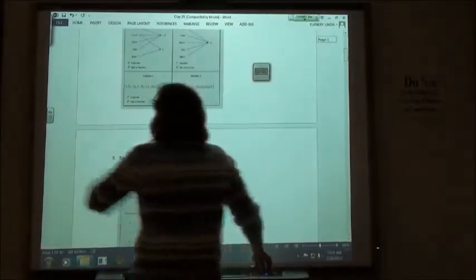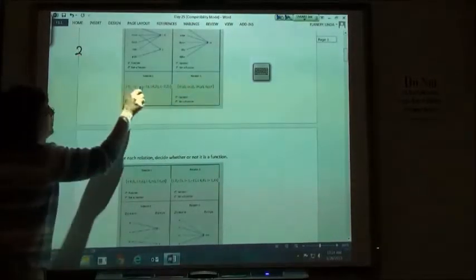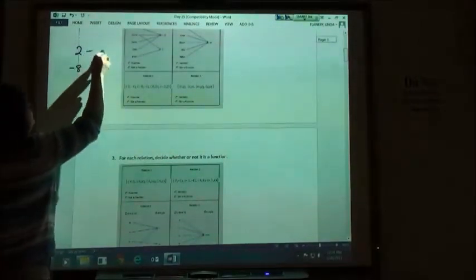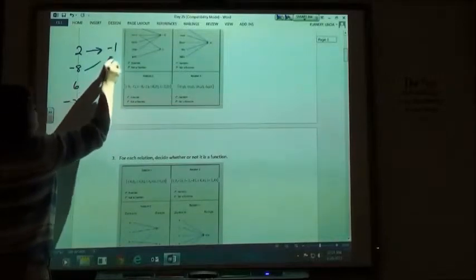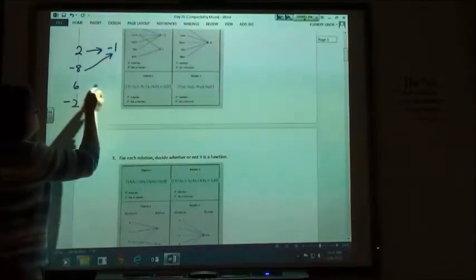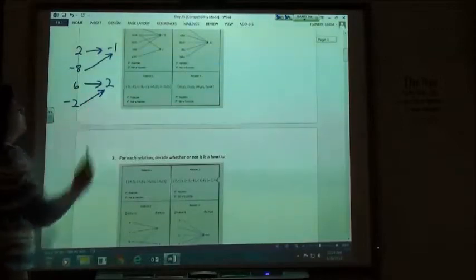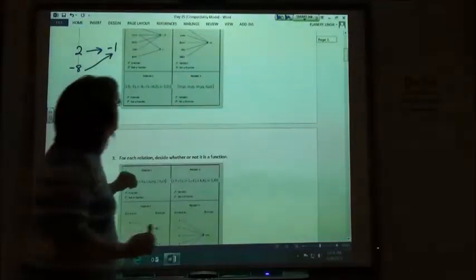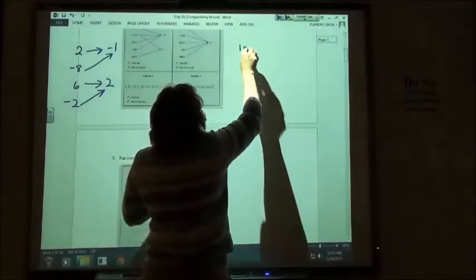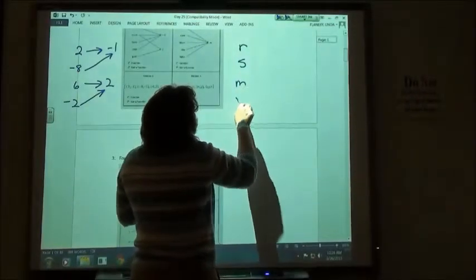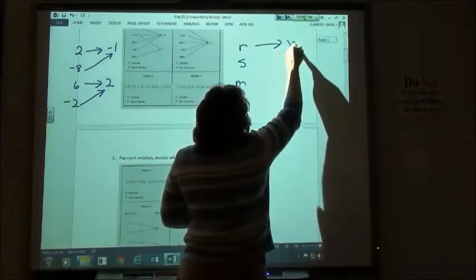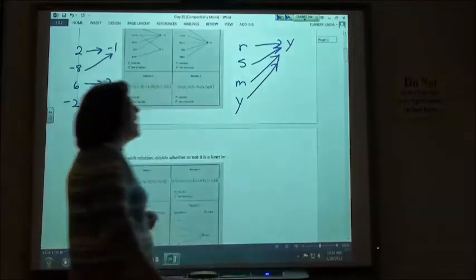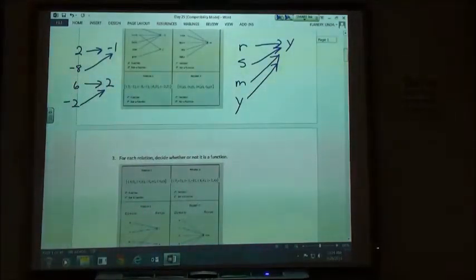Let's go back up to one of those other ones here, just for fun. If I were doing the second one here, I would say, okay, I have a 2, a -8, a 6, and a -2. The 2 goes to -1, the -8 also goes to that -1, the 6 goes to 2, and the -2 also goes to 2. But they each only go to one thing. Here I have an R, an S, an M, and a Y. The R goes to Y, the S also goes to Y, the M goes to Y, and the Y goes to Y. Again, they all just go to one thing.